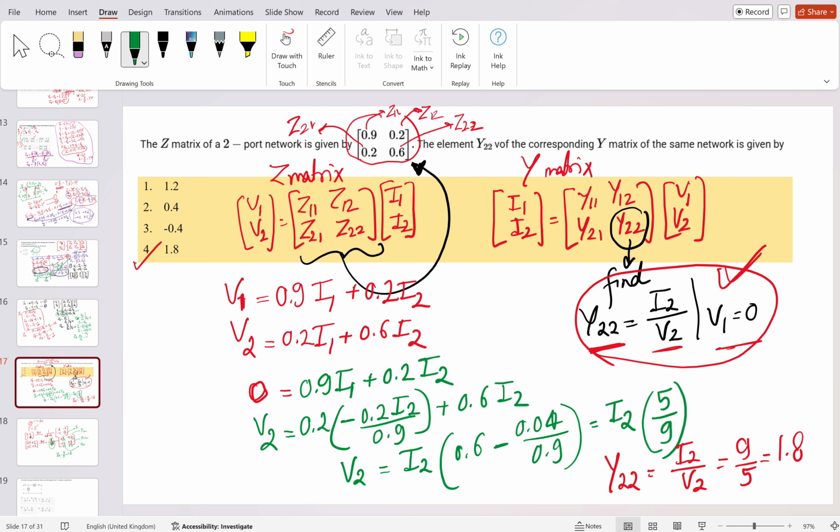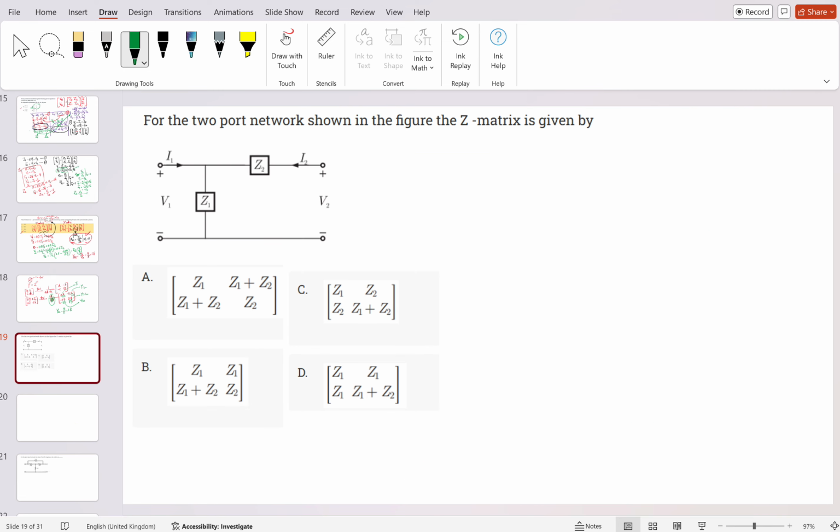Any doubt in this? If you feel any doubt, just let me know. Okay. If you don't have doubt, just move forward. Try to solve this. This is simple; you just have to write the KVL and KCL equations and let me know the correct answer.